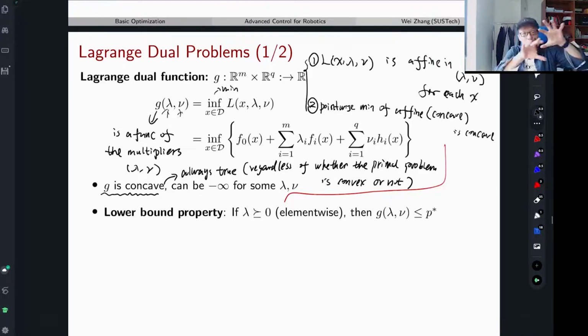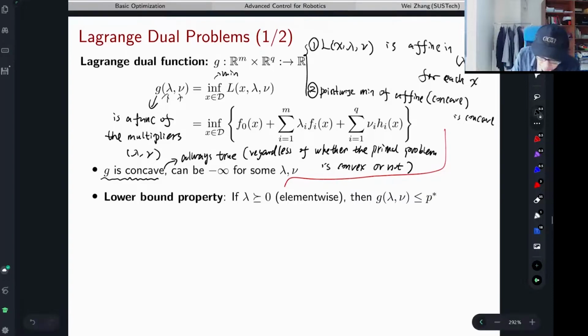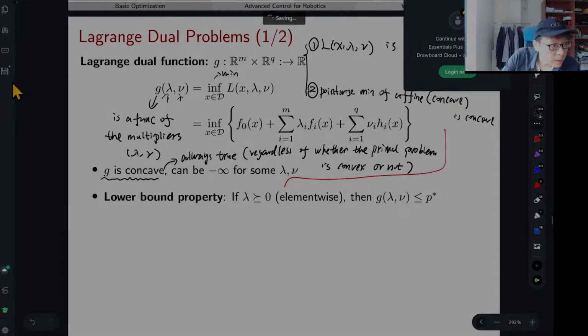So if you do a pointwise minimum of a bunch of concave functions, it gives you a concave function. So no matter what the structure of f and h is, in terms of lambda and nu, this dual function is always a concave function. Right, that's a very important property. Okay, I will take a break and then come back to discuss the other properties.